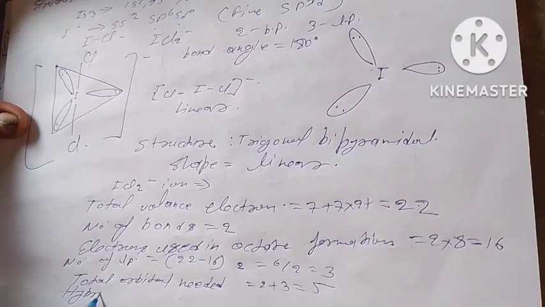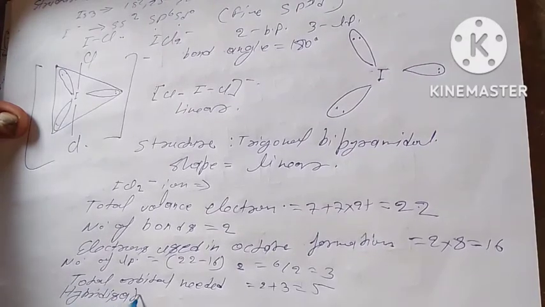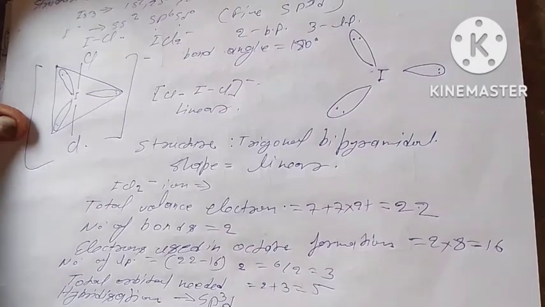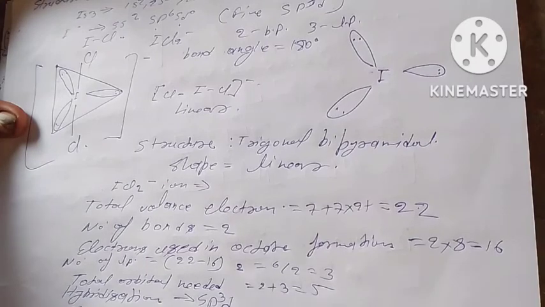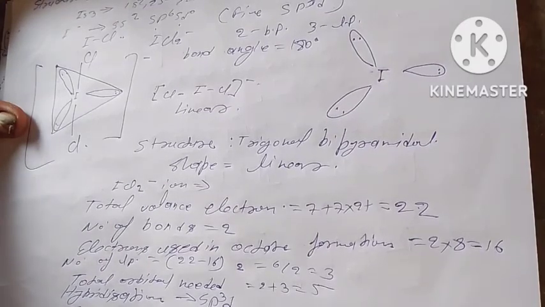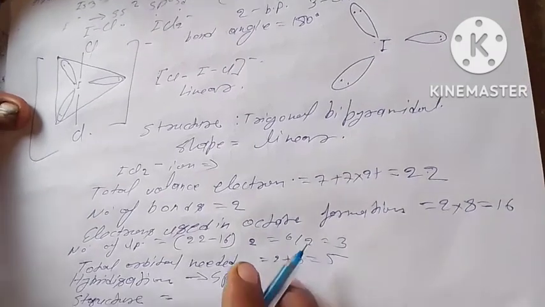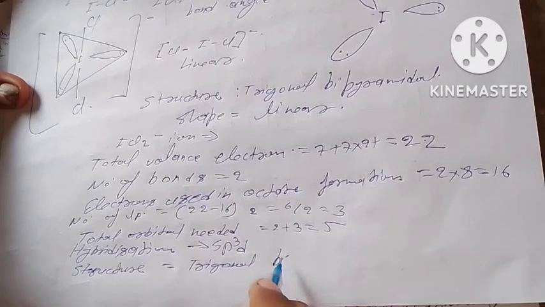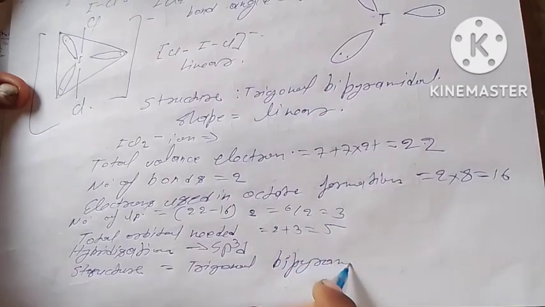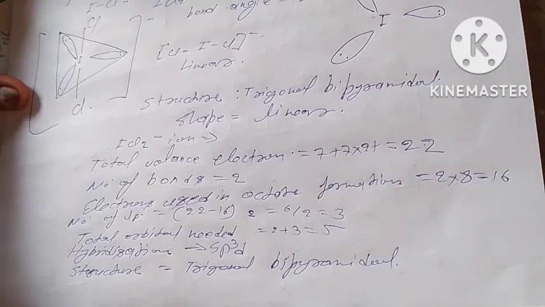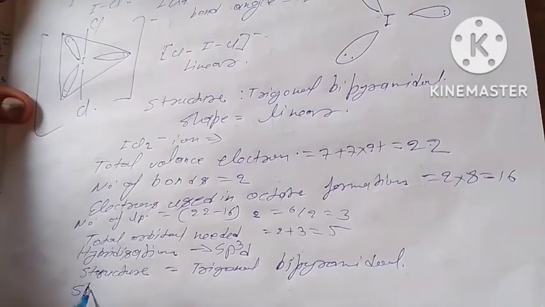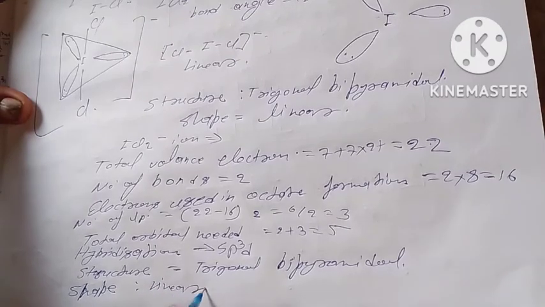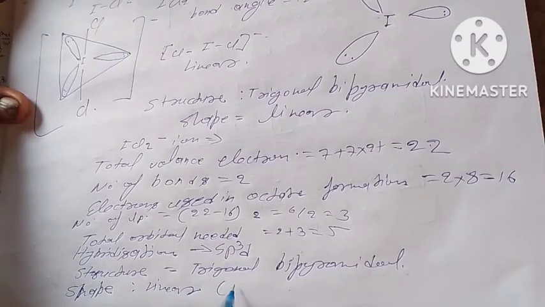Hybridization is sp3d, and the structure is trigonal bipyramidal. The shape is linear, due to the presence of three lone pairs.